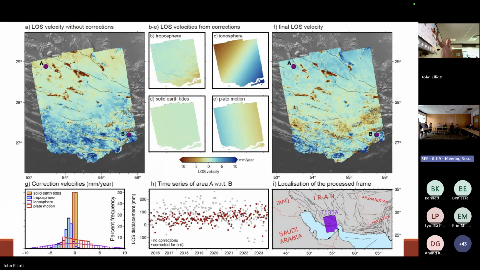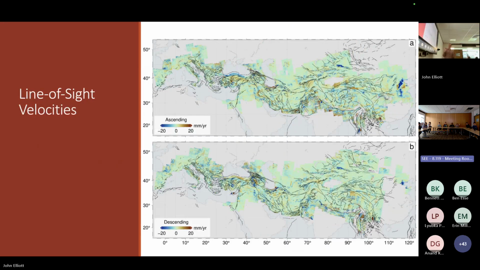So the solid earth tide is not doing much, the ionosphere is long wavelength and large, plate motion is long wavelength and small, and the troposphere has a bit of a long wavelength, but also short wavelength corrections. So the final velocity here is a more flattened interferogram with slightly reduced noise. And then in the time series, each individual epoch is much improved relative to the uncorrected one. You get a much smoother, more consistent long-term rate, with still a lot of scatter, but it's better than not doing it at all. So then this is the result we get.